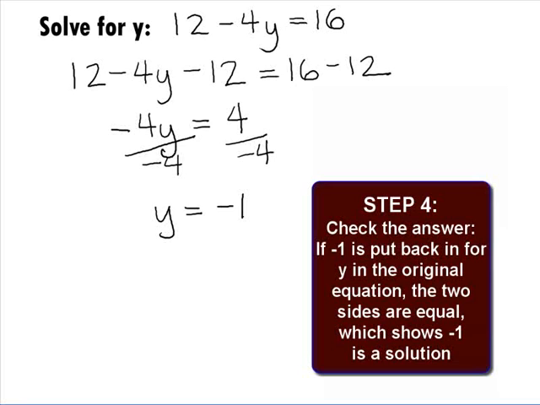In step 4, we want to check our answer. Note that if you put negative 1 back in for y in the original problem, the two sides will be equal, which shows that negative 1 is the solution to our problem.